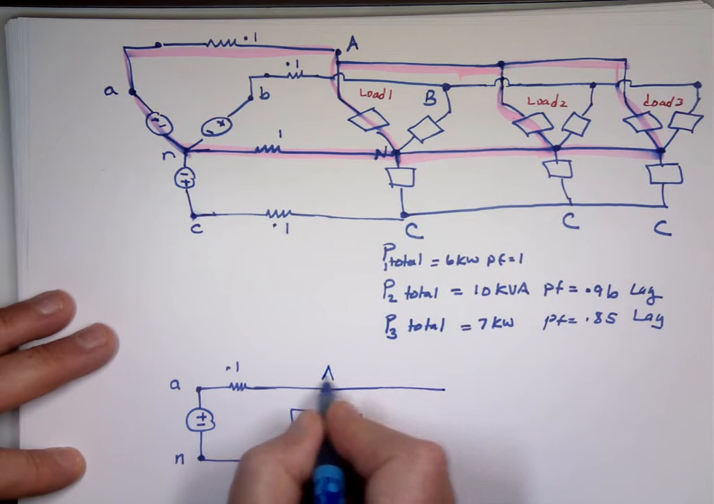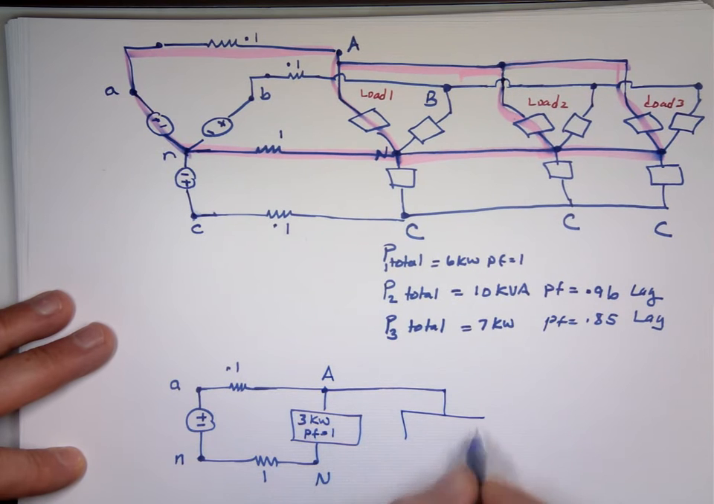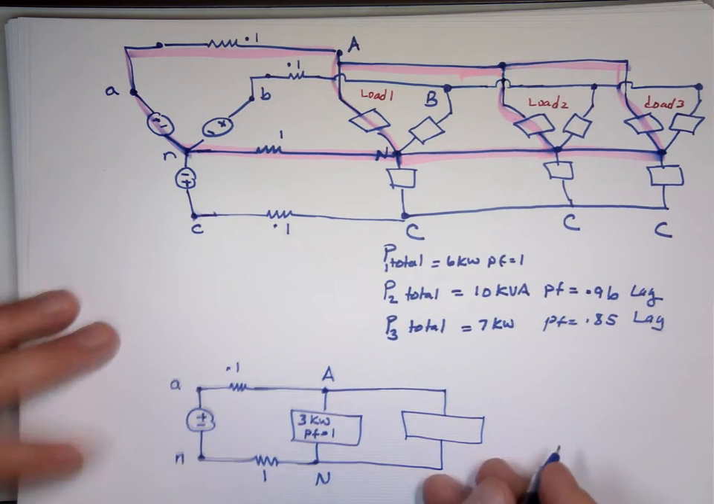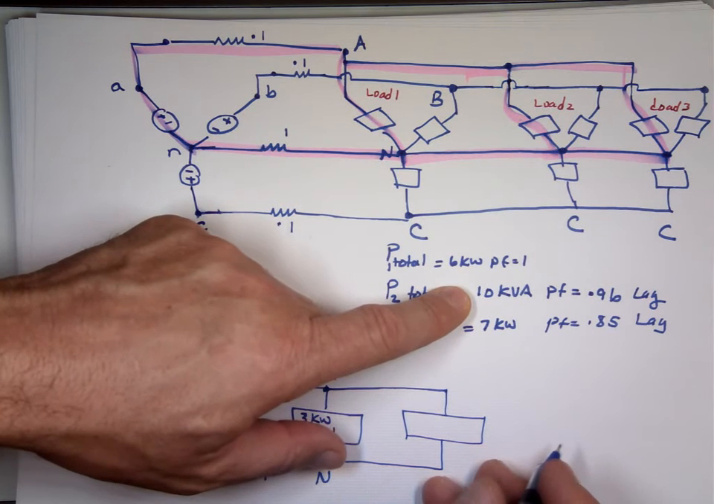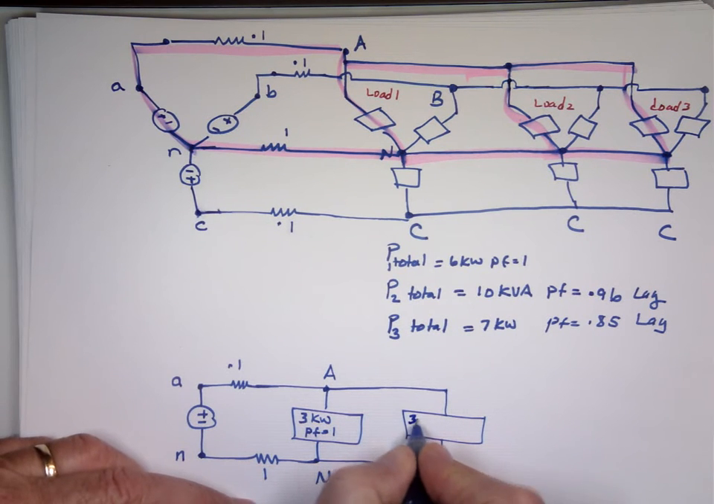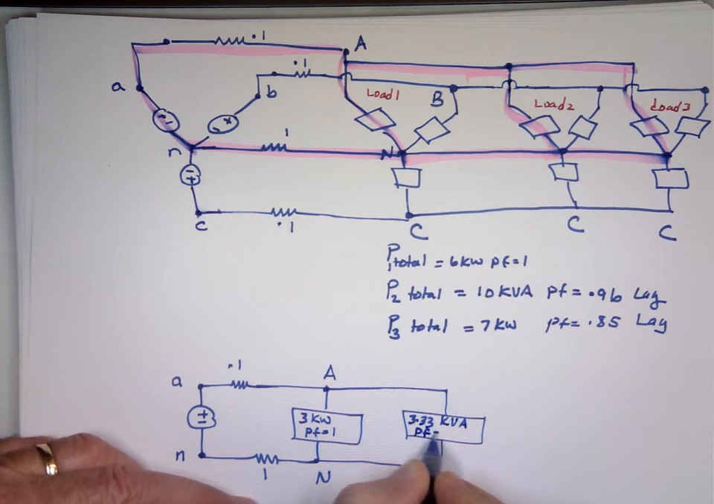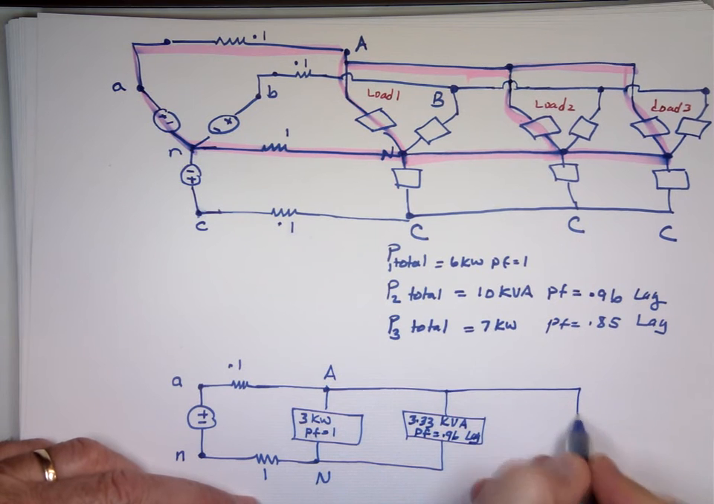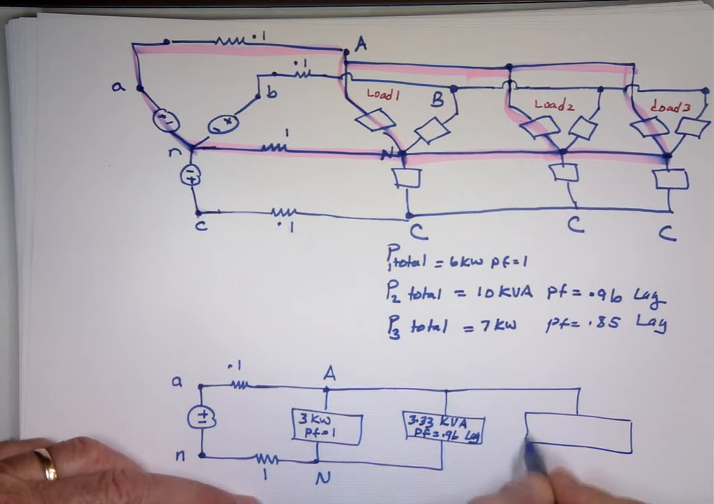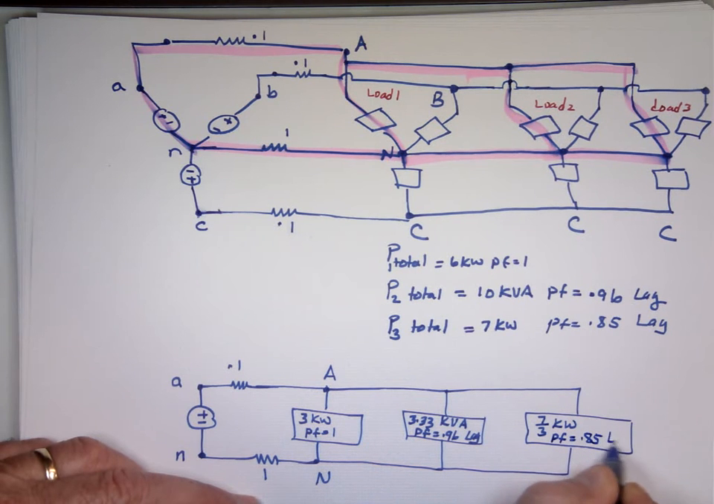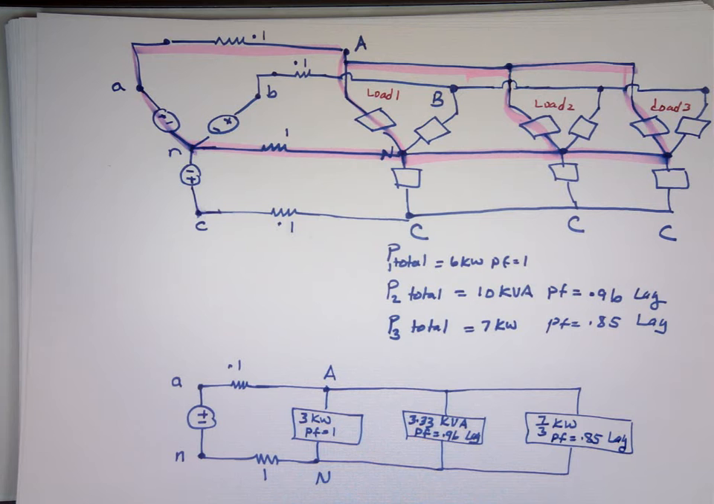This is A. And the second one, ten divided by three, what's that, 3.33 kVA, power factor equals 0.96 lagging. And the next one, or the last one, it's 7/3 kilowatt, power factor equals 0.85 lagging. That looks a little bit nicer. The first one, 6 divided by 3 is 2, yes. Thank you.